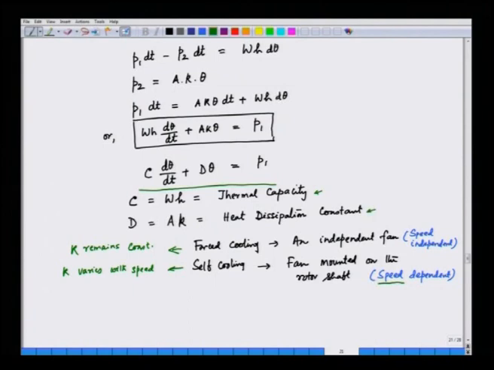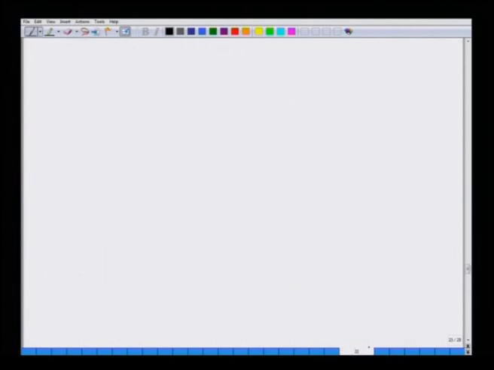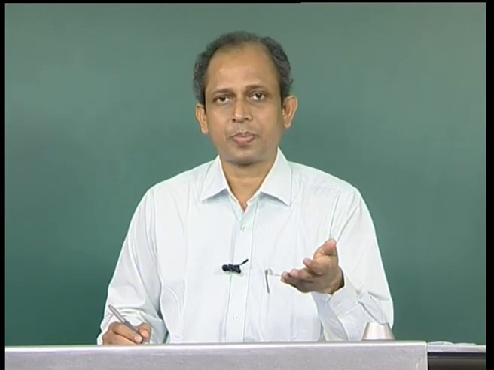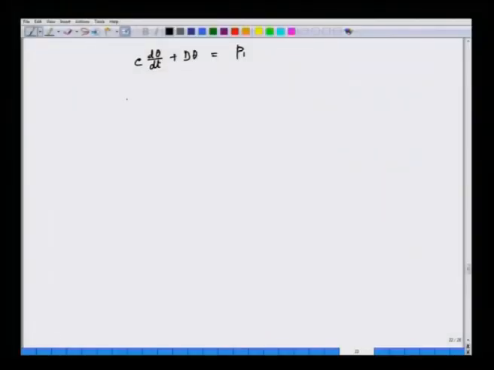Now, when you have a first order differential equation, we can solve this equation. This solution is not very difficult. We have C d theta by dt plus D theta is equal to P1, where P1 is the loss occurring inside the machine, and that is constant for a given load. So, if we try to solve this equation, we see that theta is equal to theta steady state into 1 minus exponential minus t by tau, plus theta 1 exponential minus t by tau.